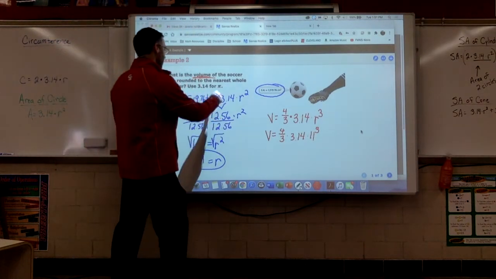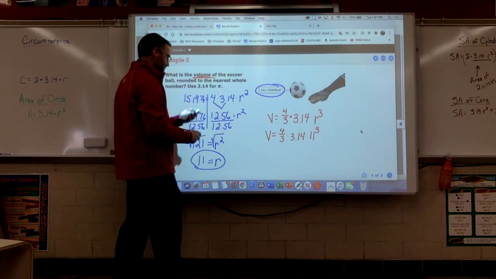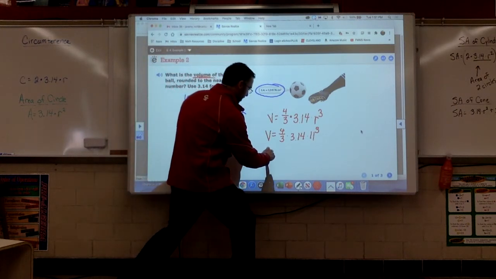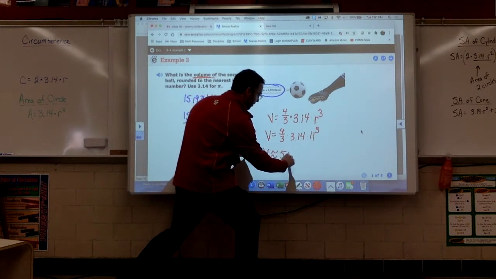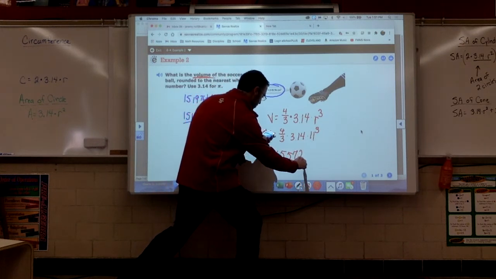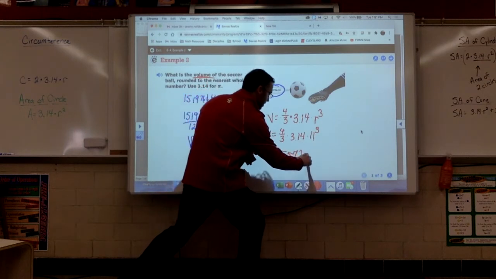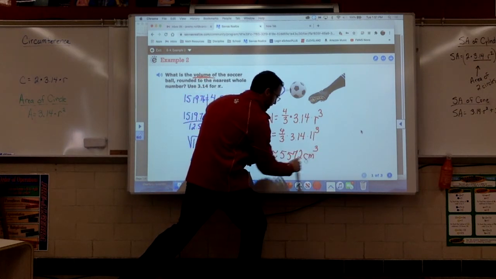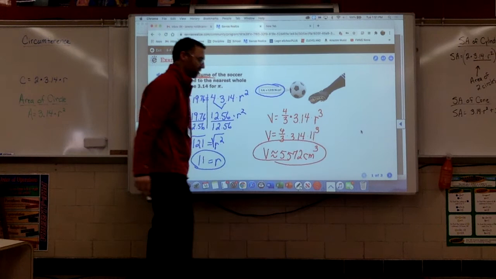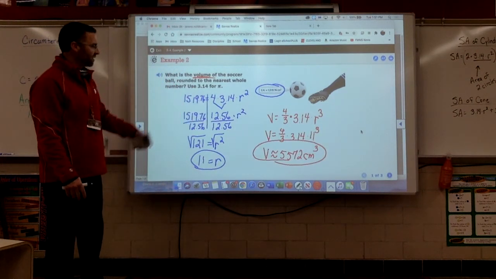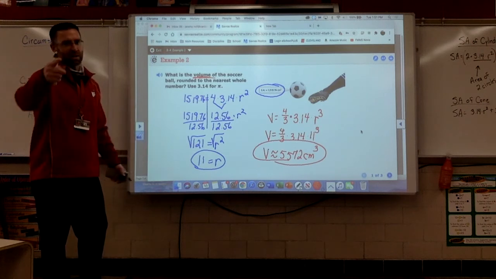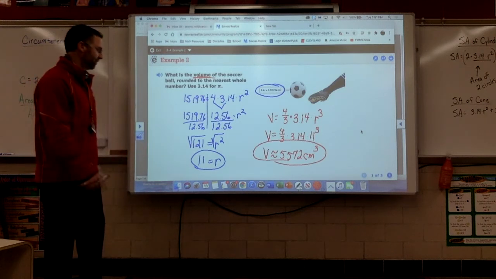It says round to the nearest whole number, so I will. Your volume is approximately 5,572 cubic centimeters. And you can see that work in your book. I just wanted to do it out here with you because I like going the extra mile.